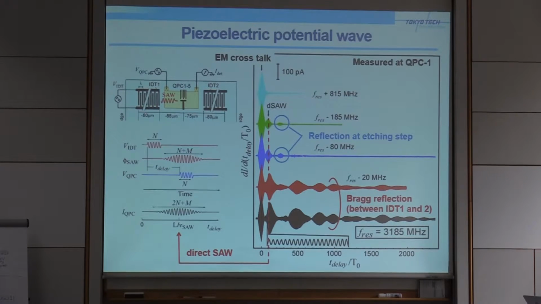We can do a similar measurement at various frequencies, the carrier frequency, I mean. The previous measurement was taken at the resonant frequency at here. But if you change the frequency by just 20 megahertz, the envelope didn't change so much. But if you change the frequency by 80 megahertz, those reflection signals completely disappear. You can see a little signal somewhere here, but probably this is happening because of the reflection at the etching step, which has a relatively broad spectrum. However, the direct surface acoustic wave is still remaining here.